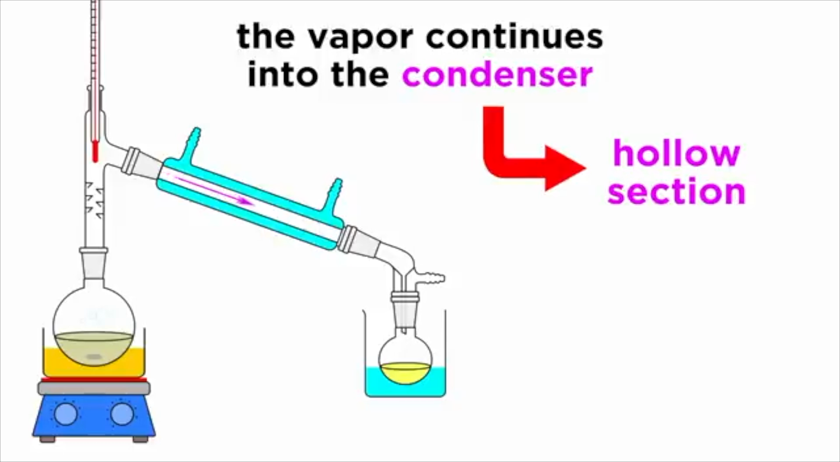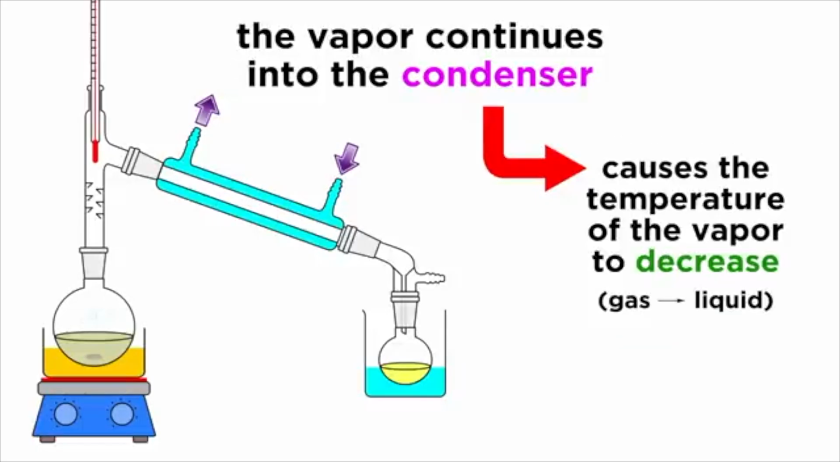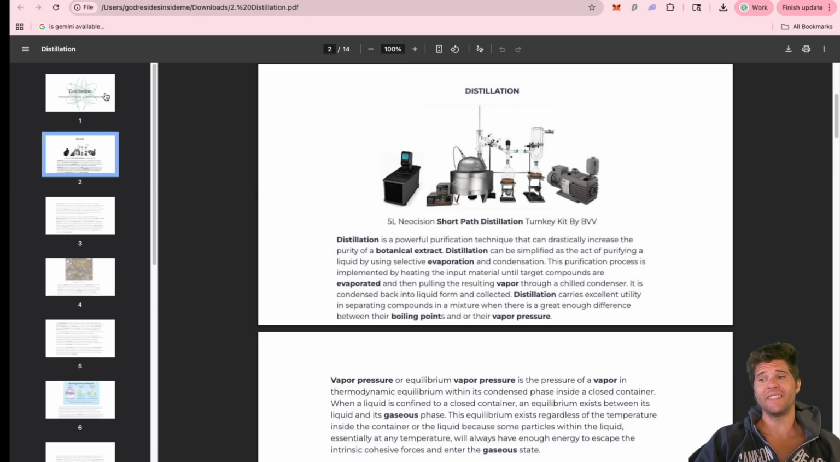Distillation carries excellent utility in separating compounds in a mixture when there is a great enough difference between their boiling points and/or their vapor pressure. The key part here: when there is a great enough difference. I remember it was FUD, and I still hear a bunch of FUD in laboratory environments these days, that if you dial things in just correctly, you'll be able to separate CBD, Delta 8, and Delta 9 all by distillation if you have them all in the same conglomerate mixture of crude oil.